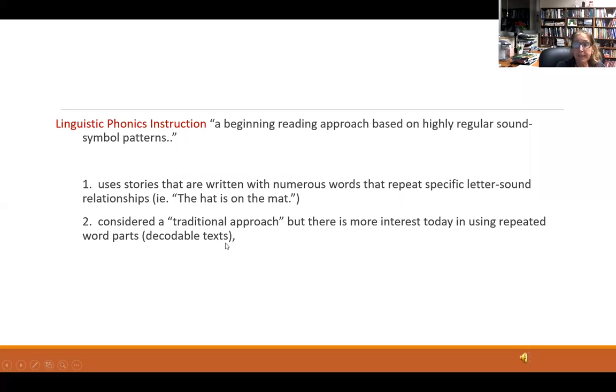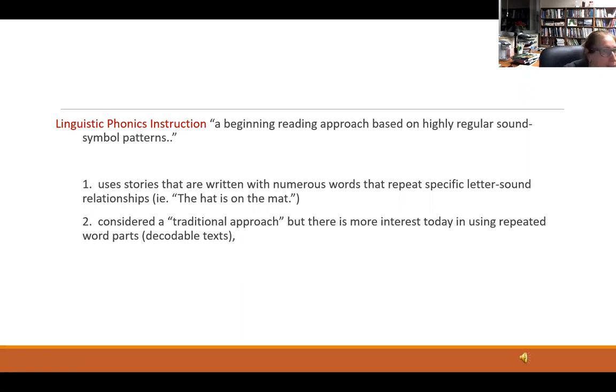The next one is linguistic phonics. This is where you actually use word families in predictable text. The cat sat on the mat. And so you write little stories. The hat is on the mat. And so you can see what word family they are learning in that particular linguistic phonics instruction.